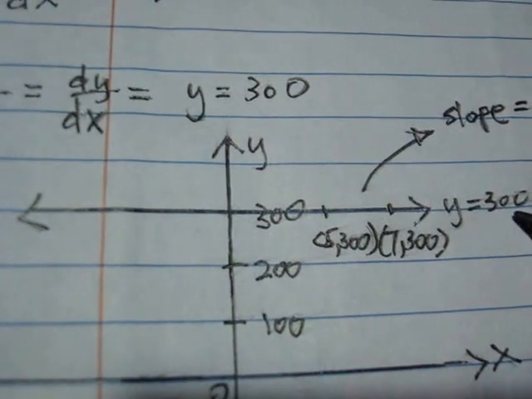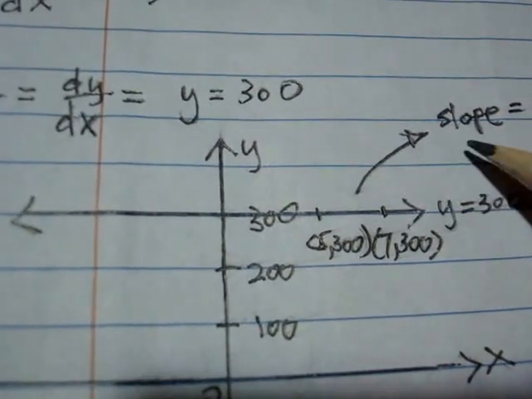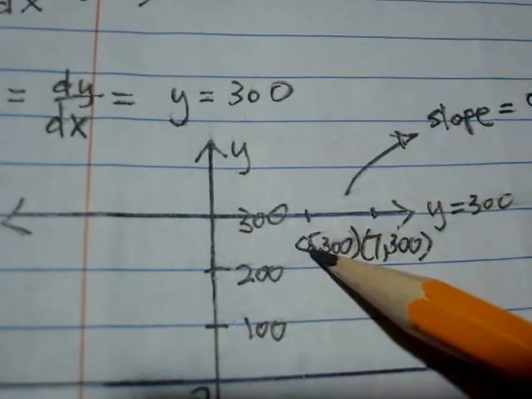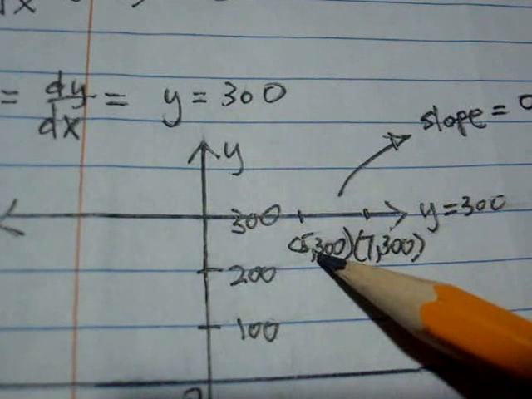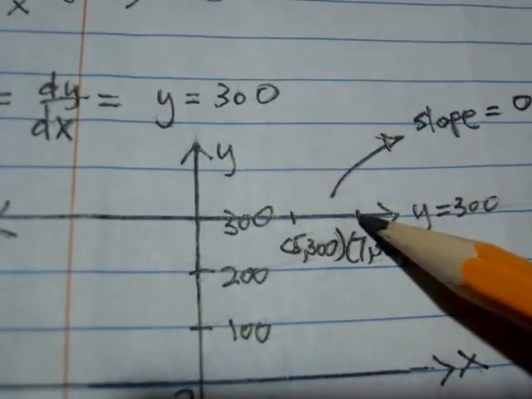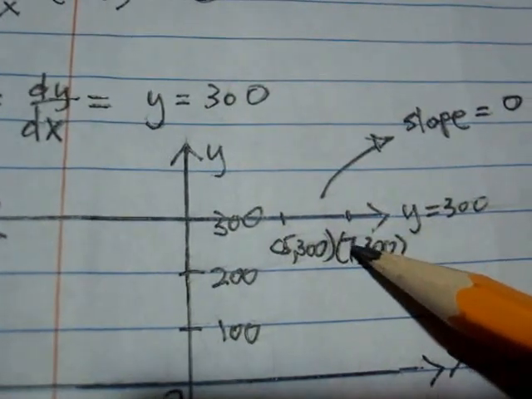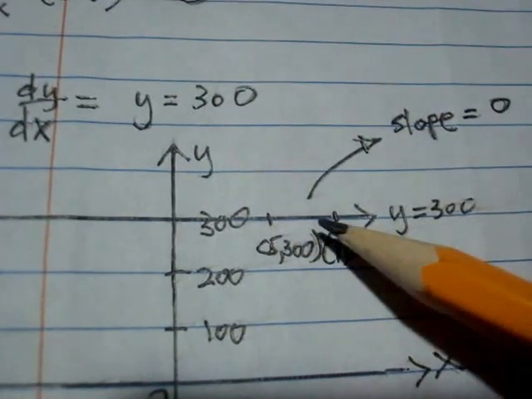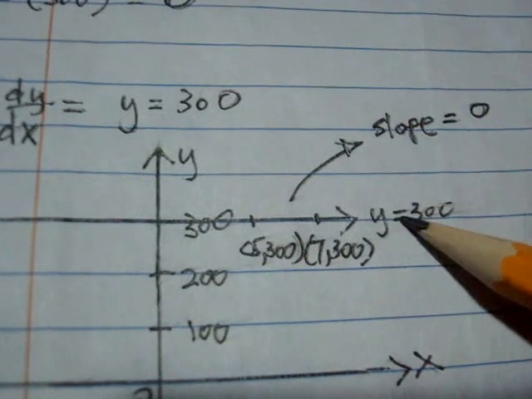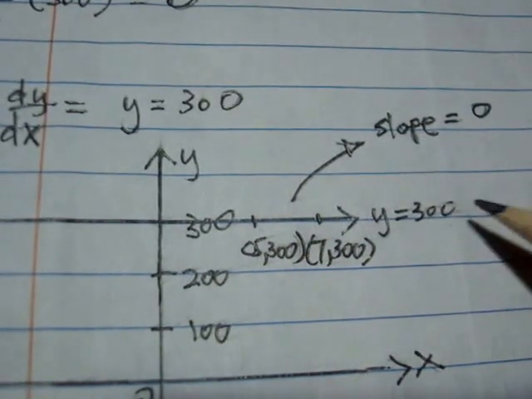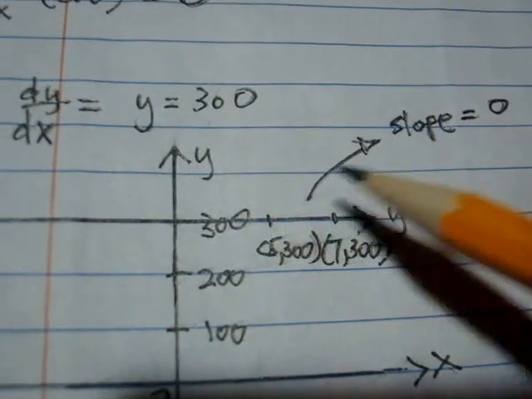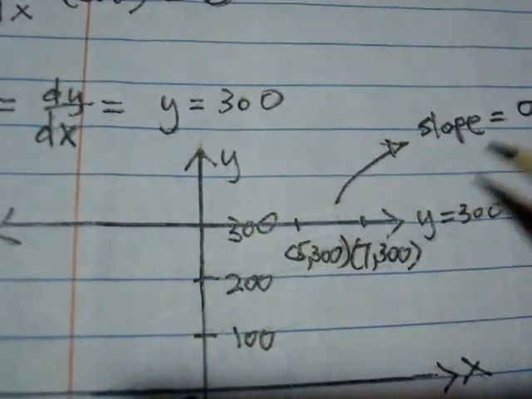The graph is y equals 300 and the slope right here is 0, because when x is 5, y is 300, and when x is 7, y is 300. Every point that you go to the right, y will always be 300. So the slope for this graph is 0.